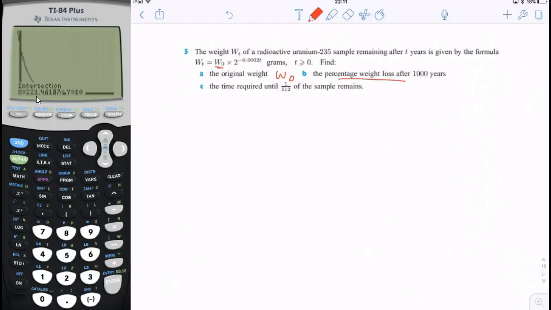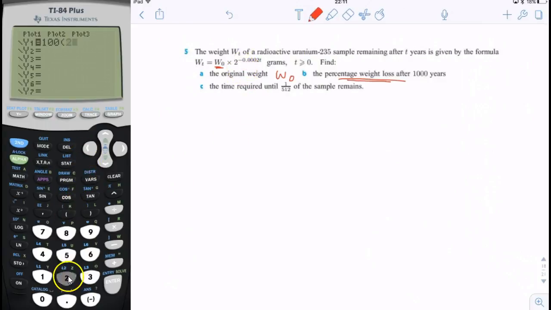Since they didn't actually give us an initial amount, they just gave us this constant here, they can't really ask us for specific numbers either, and we can't even use the calculator, it seems. Let's see how we're going to figure this out. We're going to find the percentage weight loss after 1,000 years. Can I put this in the calculator without a number? Well, what if I just assume a number? Since we're looking at percentages, what if I assume that the initial quantity is 100? And then the rest of it, I'll just put in as is.